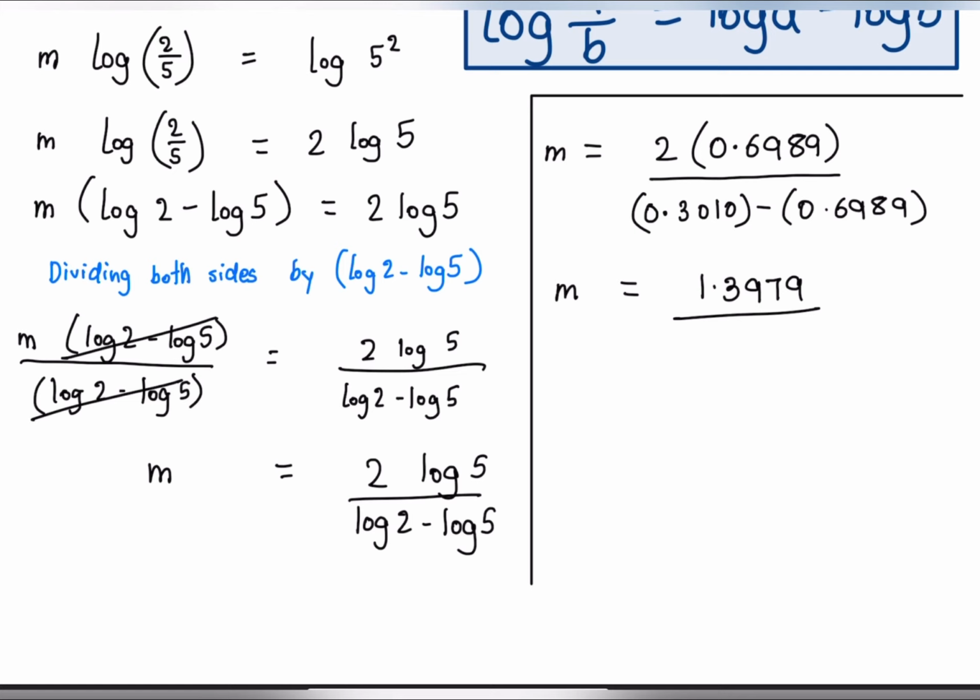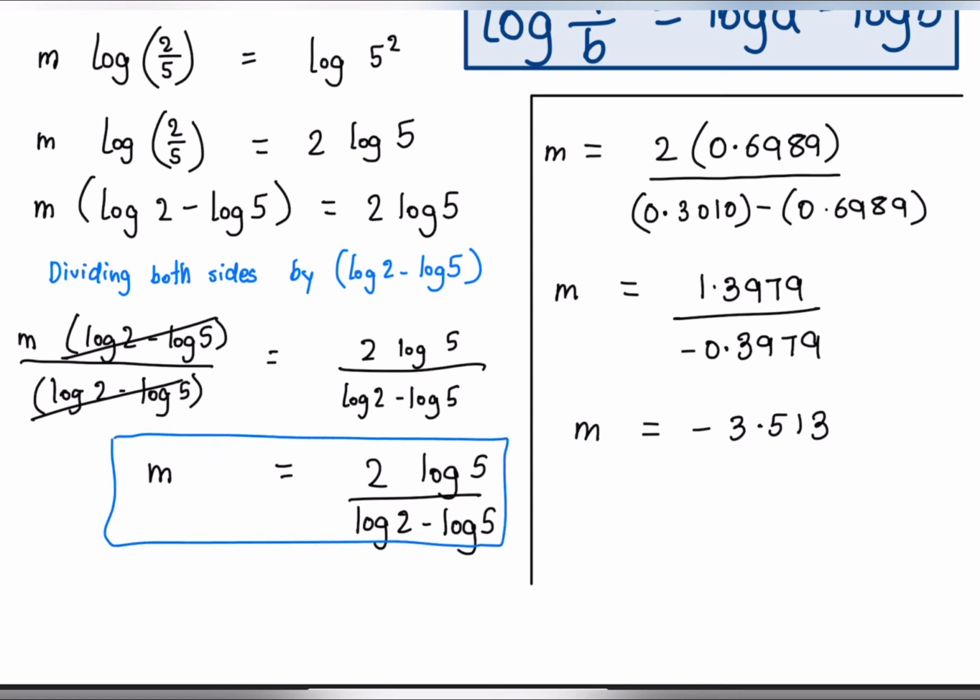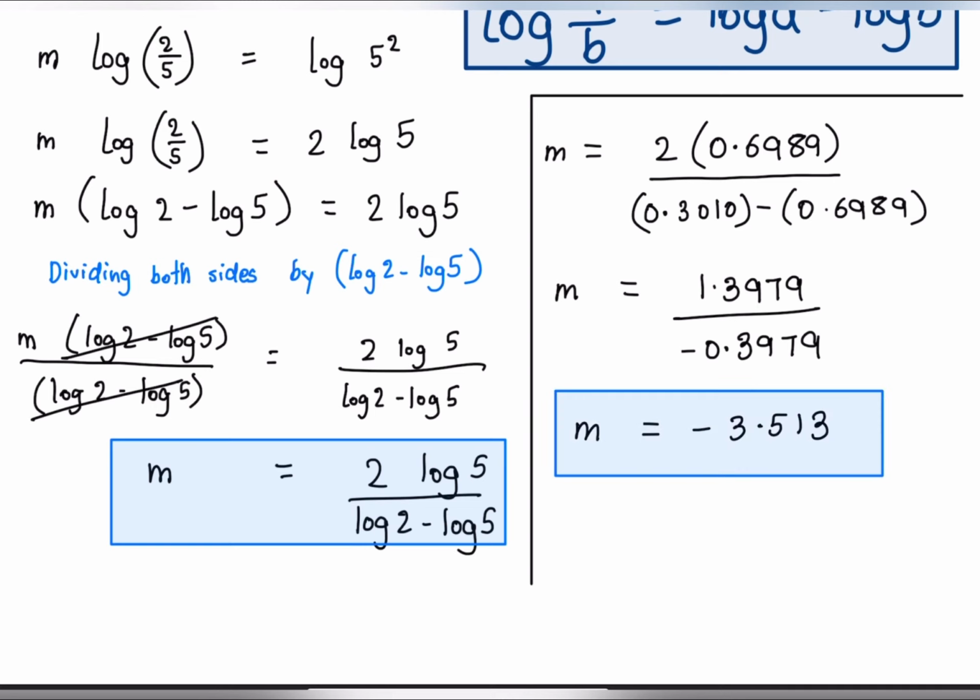So 0.3010 minus 0.6989 gives us minus 0.3979. And then we're going to be dividing this, so we have m is equal to minus 3.513. So both of these can be considered an answer because one is just numerical while the other is in its proper form, but both of these answers are acceptable.